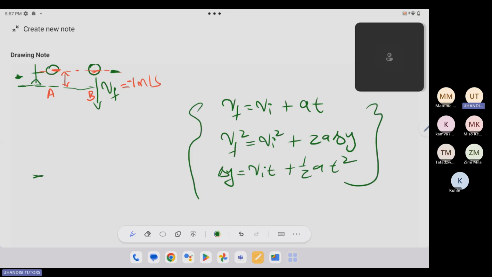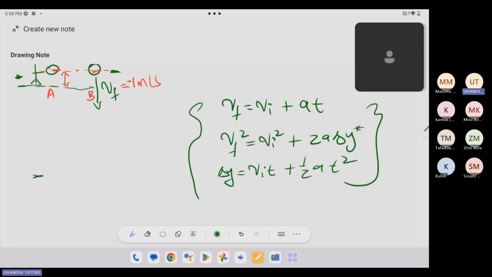Okay, these are the only three equations of motion. I mean, in your formula sheet, they normally write four equations, but they just rearranged. I think they rearranged this equation here. But these are the only three equations of motion that you just need to understand.